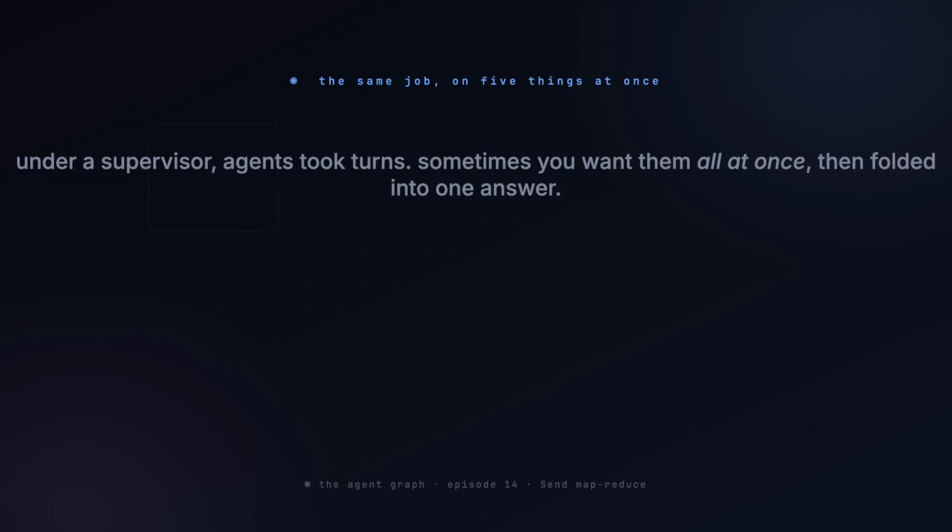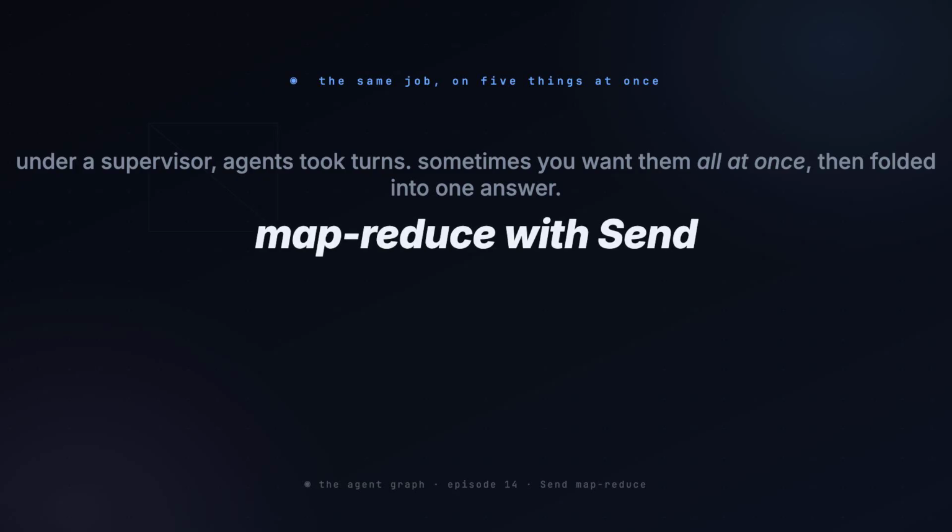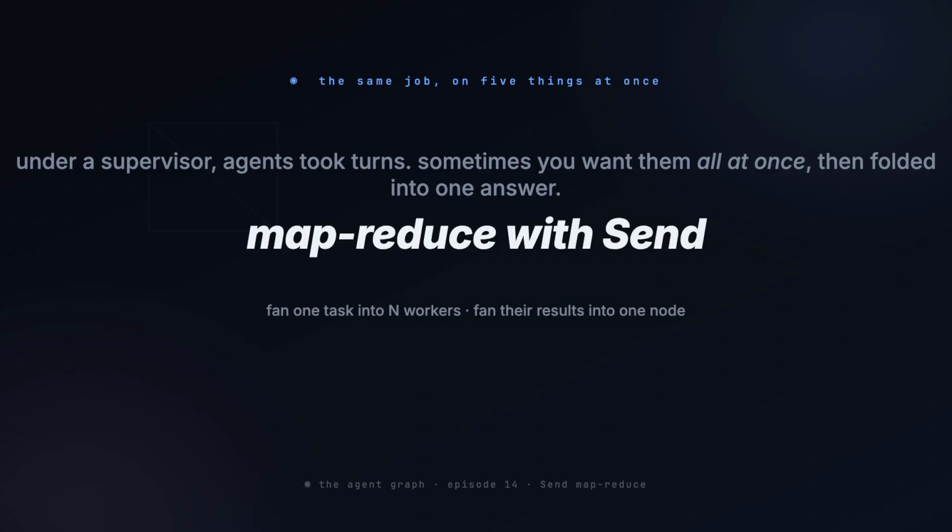Last episode, you put many agents under one supervisor, one graph, many subgraphs, but they took turns. Sometimes you don't want turns, you want the same job done on 5 things at once, then folded back into one answer. That's MapReduce, and LangGraph spells it with one primitive, Send. Fan one task into n workers, fan their results into one reduce node, and keep it reproducible.